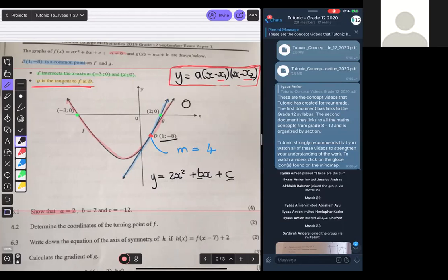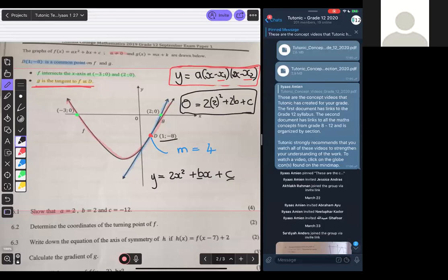If you say 0 equals 2 times 2 squared plus 2b plus c. If you sub in one of the points on the x-intercept, you would get this, right? Do you agree? Yes. Amara?